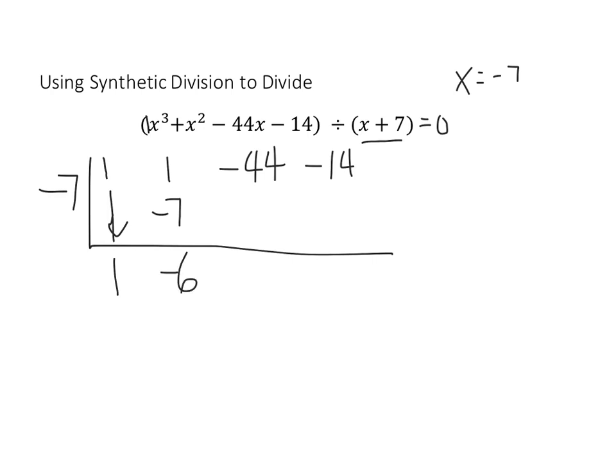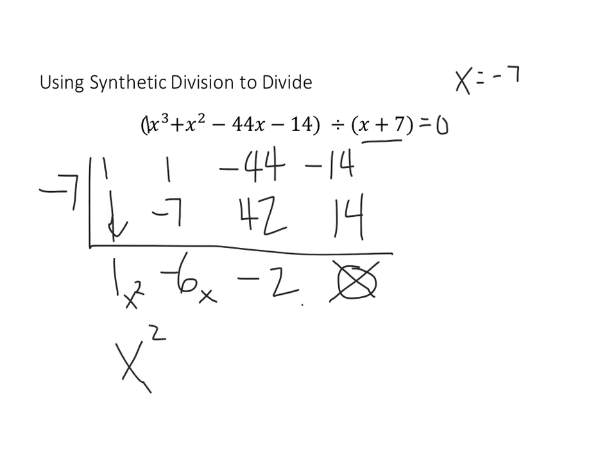Now we're going to multiply -7 times -6, and then we get +42. Add vertically, we get -2. And then -7 times -2 is +14, which equals 0. So our remainder is 0. Now, when we rewrite what we have left, we don't use this last term, especially if it's 0. So here's my constant term, then I have my x term and my x squared term. So I have 1x squared, or x squared, minus 6x minus 2.